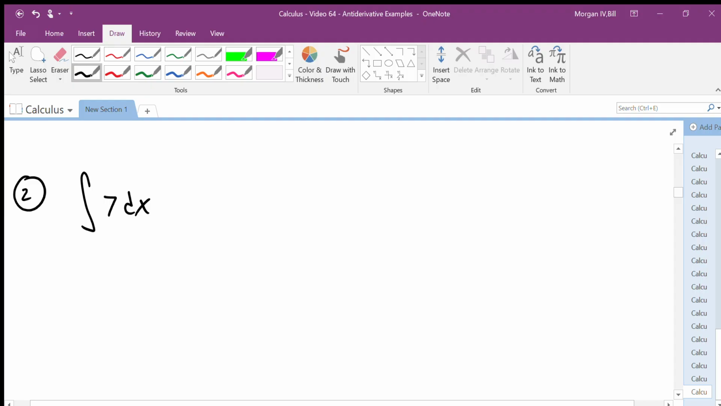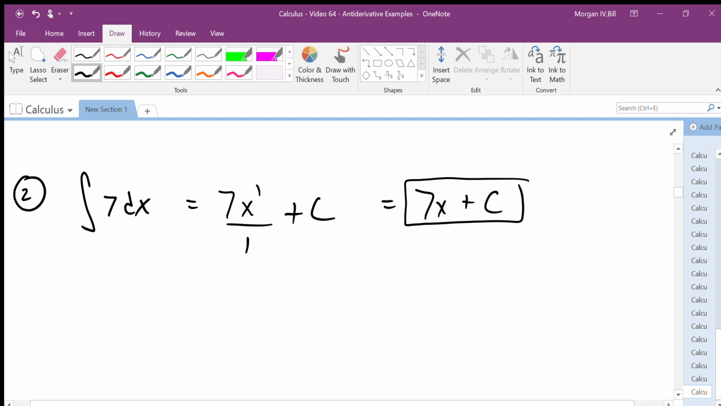All right, when we think of 7, we can think of that as 7 times x to the 0, right? Because anything with the 0 power is 1. So adding 1 to that would be now x to the first. So this is 7x to the first divided by the exponent of 1. Don't forget the plus c, otherwise known as 7x plus c. The derivative of 7x is 7. The derivative of c, 0. So that one's it. It's done.